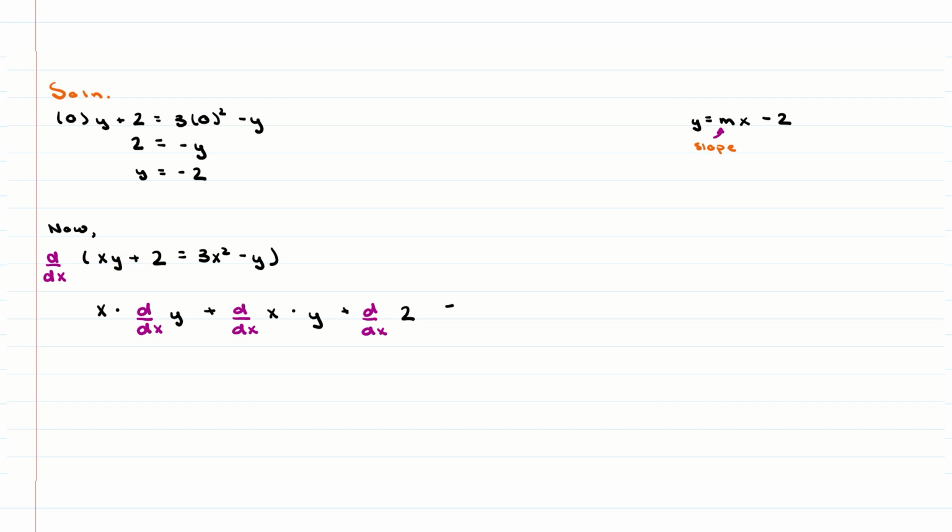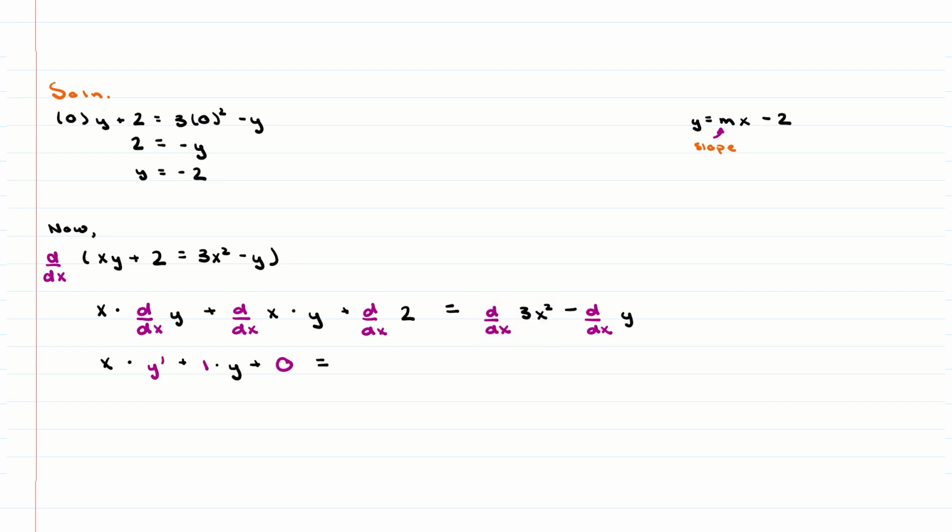So that's the left-hand side of the equal sign, and let's move on to the right. We've got the derivative of 3x squared minus the derivative of y. So let's start simplifying this. We have x by itself times the derivative of y, which we can write as y prime, plus the derivative of x, and the derivative of x just equals 1. And this is times y, plus the derivative of 2, and the derivative of a constant by itself just equals 0.